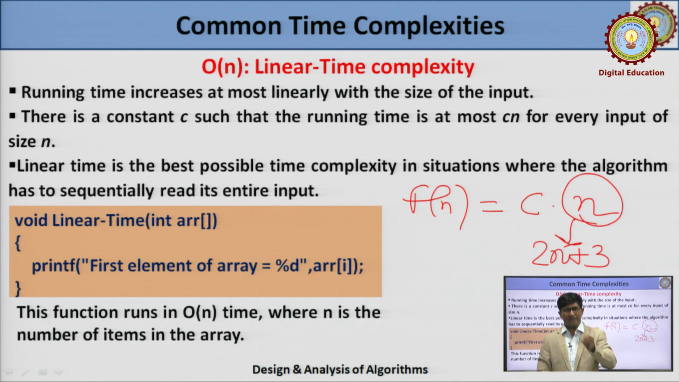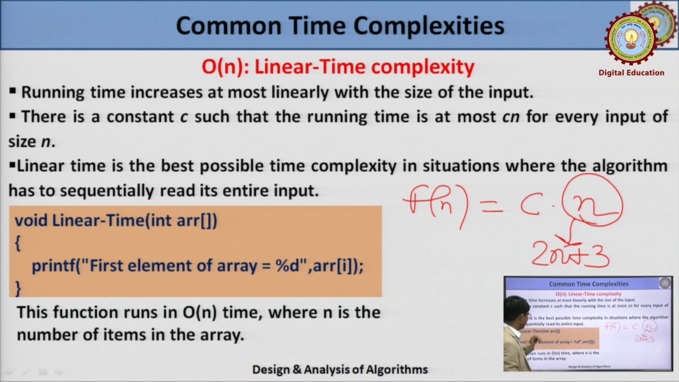So, the highest order term has to be n, right? The highest order term has to be n. For example, this is a very common situation where we iterate through an array and we search for an element within the array. Where we use the entire array size, in that case the linear time complexity comes out to be the best possible algorithm, where we search the element in a sequential manner.